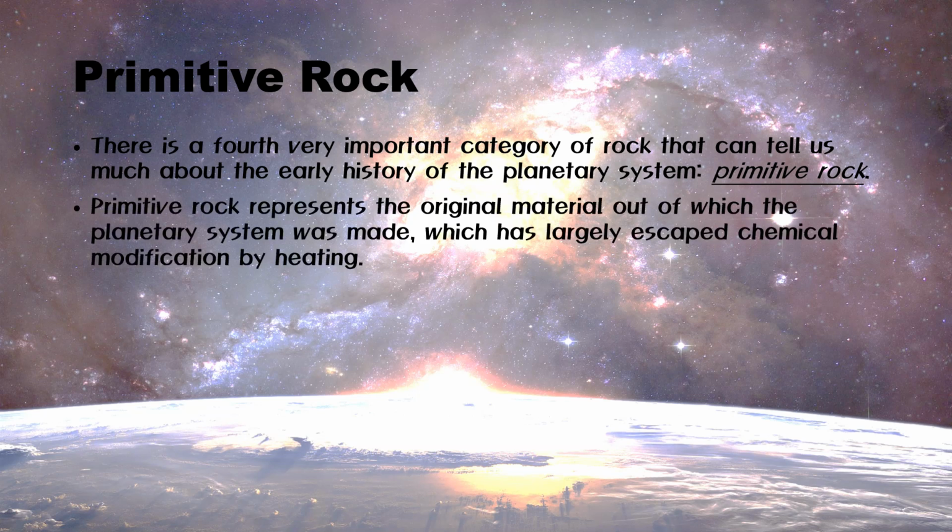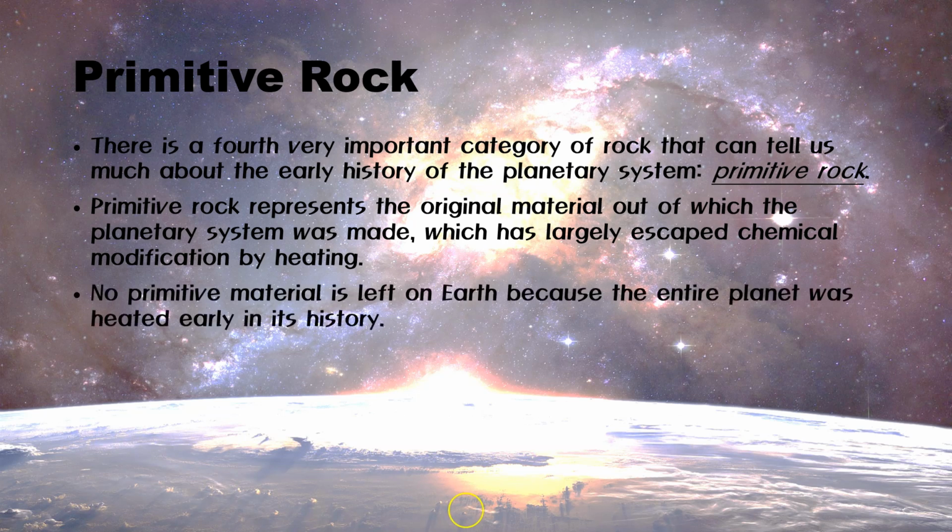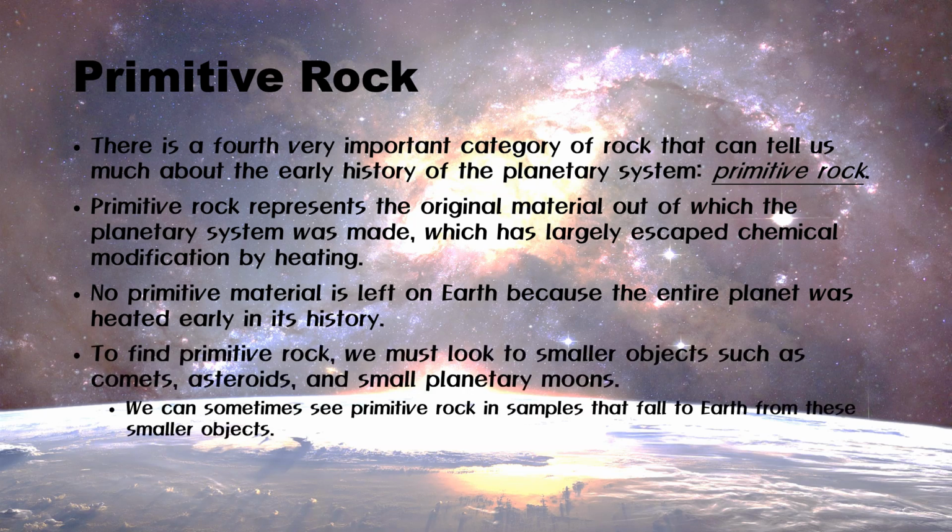Now, primitive rock represents the original material out of which the planetary system was made, which has largely escaped chemical modification through heating. Because of Earth's geological activity, no primitive material is left on Earth, because the entire planet was heated very early on in its history. If we want to find primitive rock, we have to look to small objects such as comets, asteroids, and even small planetary moons to get a better vision of what primitive rock might look like. And we can sometimes see primitive rock in samples that fall to Earth from these smaller objects.